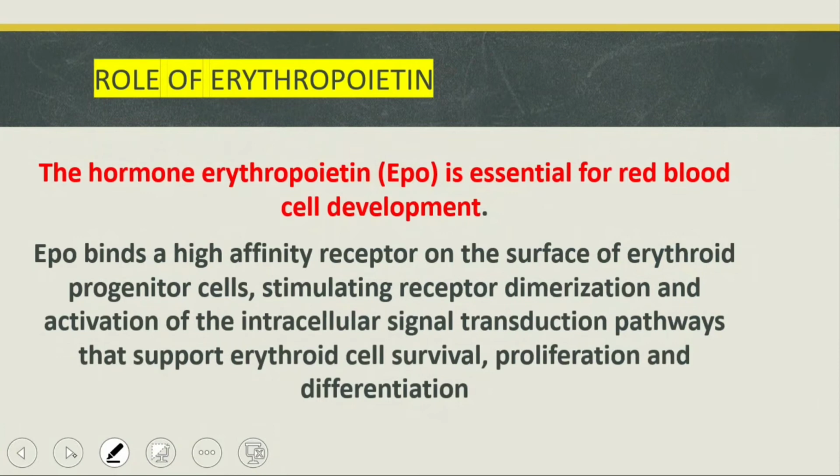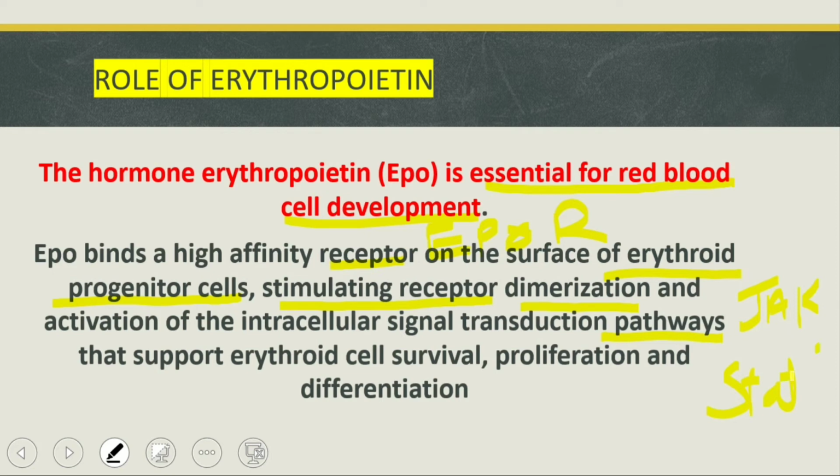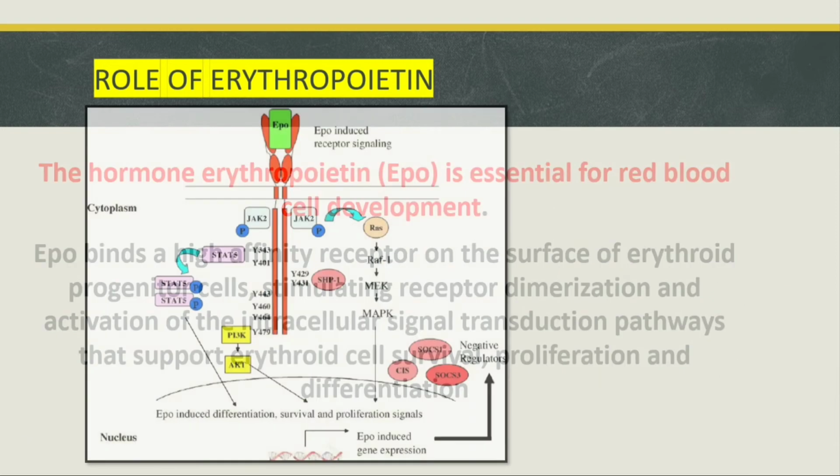The hormone erythropoietin is essential for red blood cell development. EPO binds a high affinity receptor, that is EPOR, on the surface of erythroid progenitor cells, stimulating receptor dimerization and activation of the intracellular signal transduction pathways that we have discussed, like JAK2 pathway and STAT5 pathway, and that support erythroid cell survival, their proliferation and their differentiation to become the red blood cells later on.